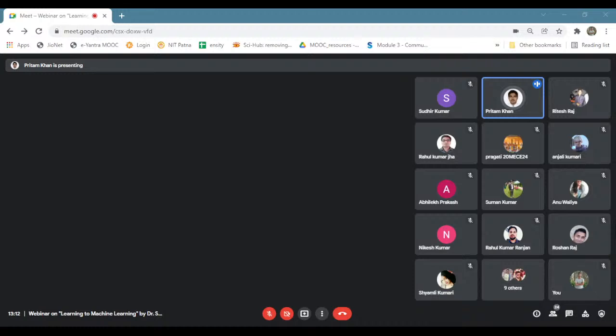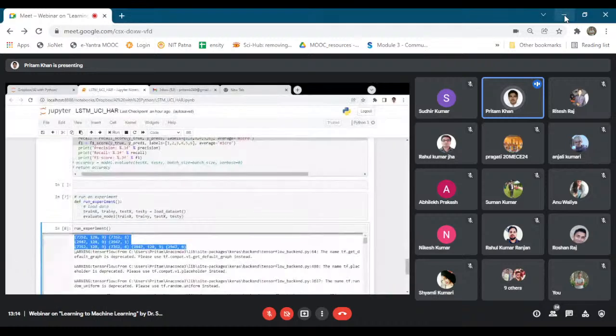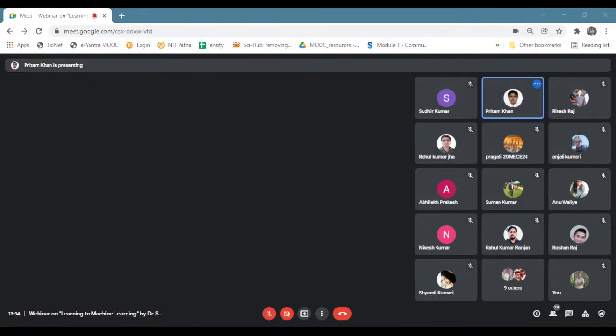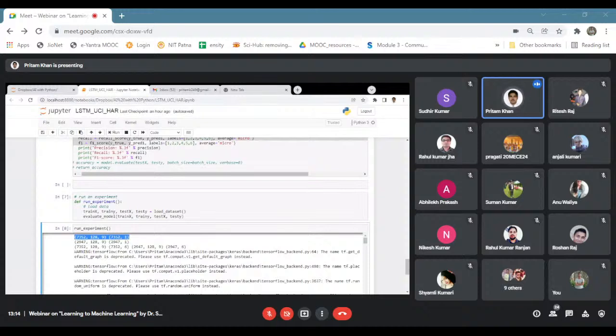Okay. After I have run the experiment, if you see here, I have printed the data set shape first. If you remember, I printed train x.shape, train y.shape, then test x.shape, test y.shape. This was the first thing that I printed. So here you see that 4 things are getting printed. This is the training data, and this part is the training level. So what is this?